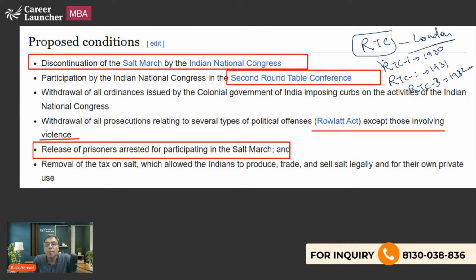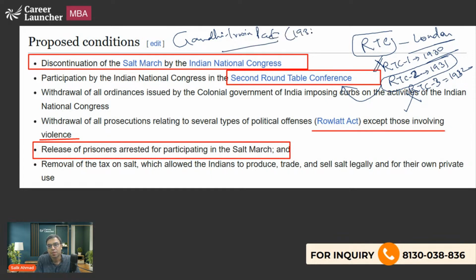Now, Gandhiji had not participated in roundtable conference 1. Why? Because he was in jail. I told you he was arrested, sent to jail. But roundtable conference 2, 1931, Gandhiji agreed to participate in this. Gandhiji did not participate in RTC 1. In fact, he did not participate in RTC 3 also. Only in roundtable conference 2, Gandhiji agreed to participate. Why? Because it is a part of Gandhi-Irwin Pact of 1931. Okay, that is what you should be knowing about.